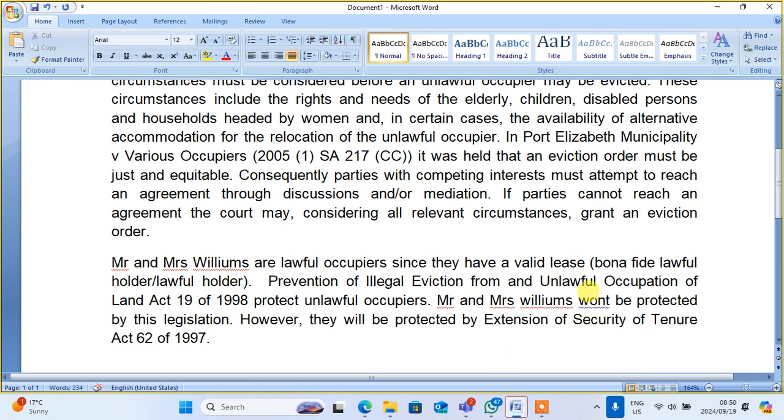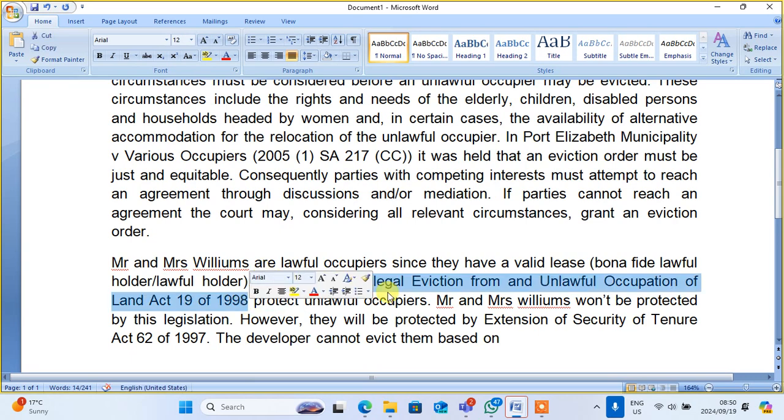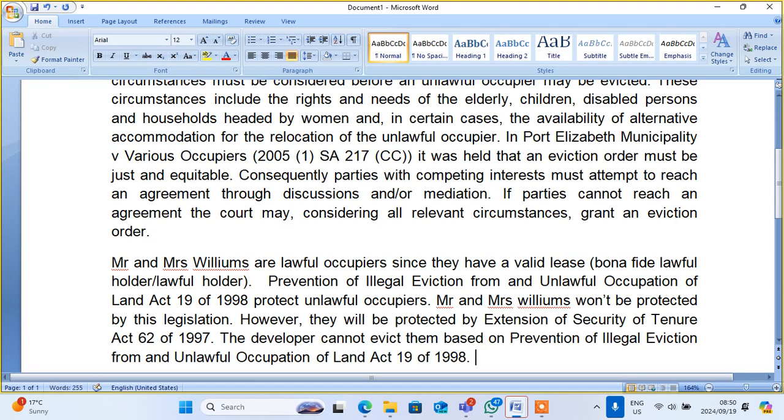Then we can see they won't be protected by this legislation. However, they will be protected by the Extension of Security of Tenure Act 62 of 1997. Therefore, the developer cannot evict them based on this legislation. Therefore, you can go on and talk about the processes that the developer must follow under this Extension of Security of Tenure Act 62 of 1997. Therefore, you talk about it.